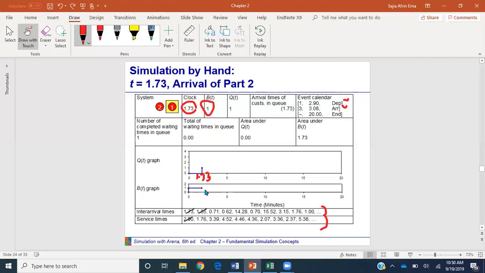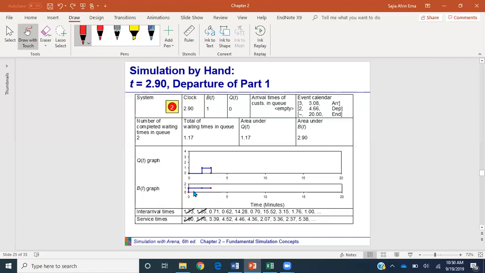Area under graph BT is 1.73. Why? Because at 1.73 we have part 1 in our system. So it's here, 1.73. So this is the area we are talking about. This is the area we are talking about. Okay. Let's go to the next slide.